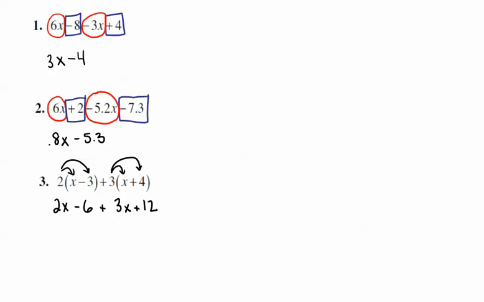At this point we go back to our combining like terms. We have a positive 2x and a positive 3x, which gives us a positive 5x. And then we have a negative 6 and a positive 12, which gives us 6. Negative 6 plus 12, or 12 minus 6, is positive 6. And we're done with number 3.